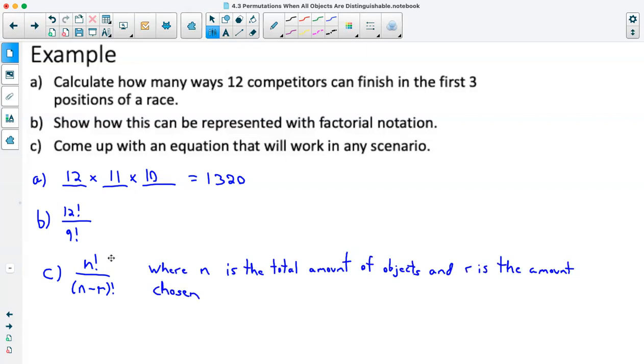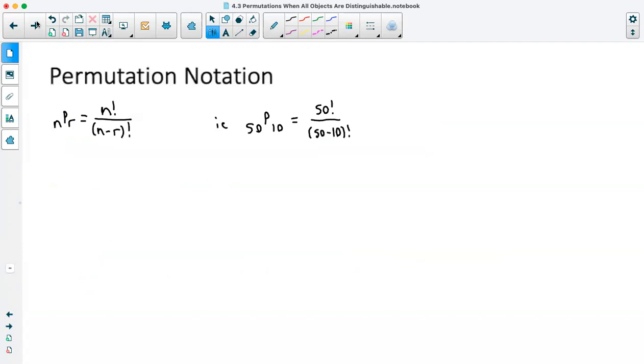Now, this is actually a formula that corresponds to what's known as permutation notation. So we have nPr is n factorial over n minus r factorial. That's the equation we came up with on the previous question. For example, we could write it as 50P10, which would mean we're choosing 10 from 50 objects and seeing how many ways we can arrange them.